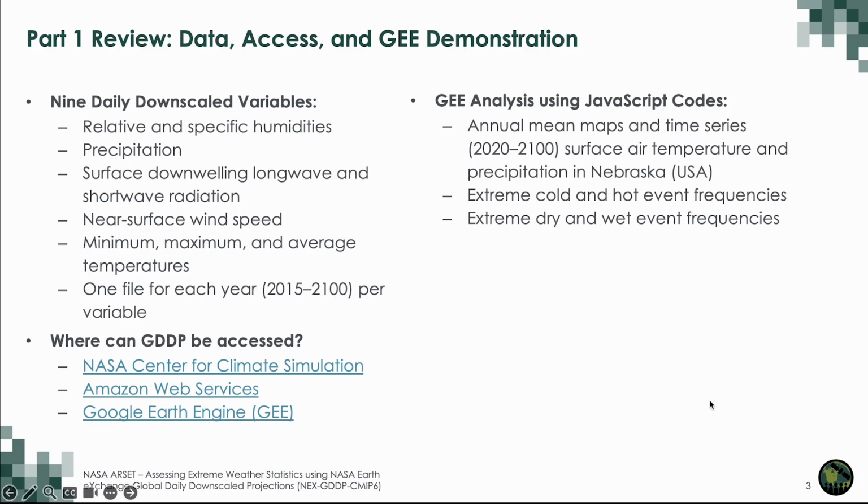We had a demonstration of how to use Google Earth Engine to access NASA NEX-GDDP CMIP6 data, and we saw some JavaScript code to analyze data. We used Nebraska in the USA as our region of interest, and we looked at annual mean maps and time series between 2020 and 2100 of surface air temperatures and precipitation. We also looked at extreme cold and hot event frequencies and extreme dry and wet event frequencies.